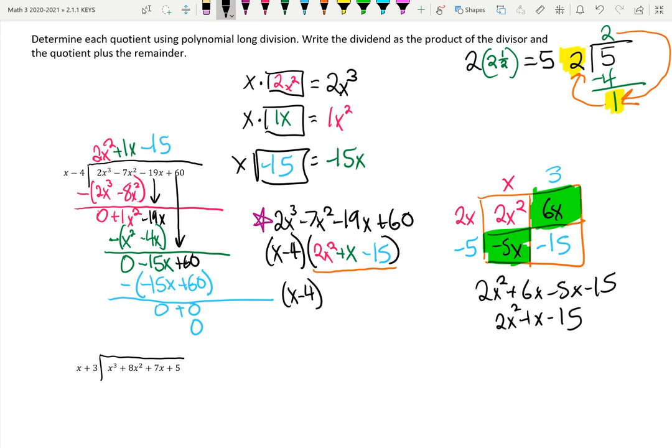x minus 4 times 2x minus 5 times x plus 3. Always try to factor it into complete 3 parts if you can.